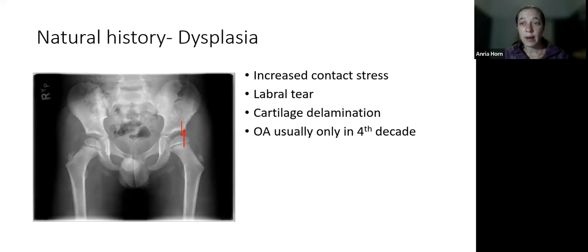Okay, as for the dysplasia, why do we care? Why is it the topic of the century, or the decade so far, as hip dysplasia? Everybody wants to do a scope and a PAO and so forth. It's because it leads to osteoarthritis. You have increased contact stresses at the outer part of the acetabulum, which leads to labral tearing and relatively rapid cartilage delamination, and OA in the 4th decade.